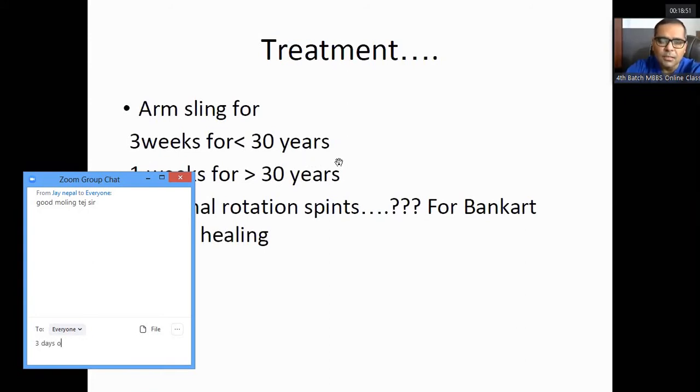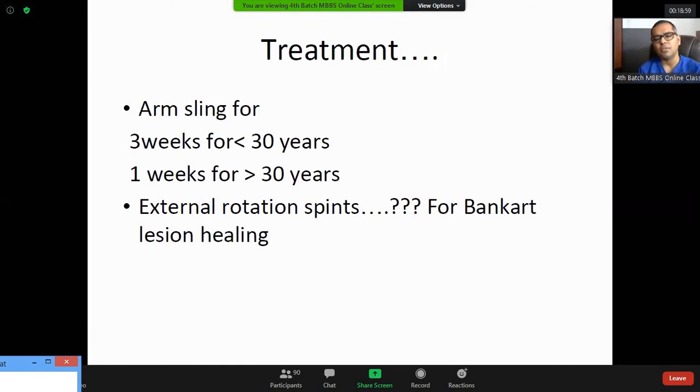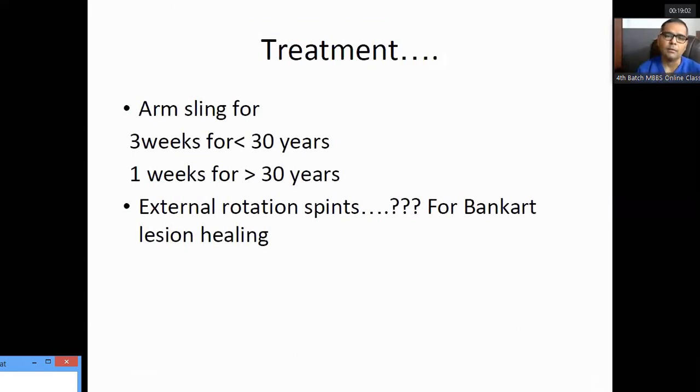However, for younger people less than 30 years, because of the large tears in the labrum and other associated soft tissue injuries, we tend to immobilize for around 2 to 3 weeks, so that the lesions heal by themselves and the chance of dislocation is less. It's also because in those less than 30 years, the chance of recurrent dislocation is very high. So to reduce that recurrent dislocation, we let the soft tissue heal adequately. So we keep it for a longer duration in people less than 30 years.